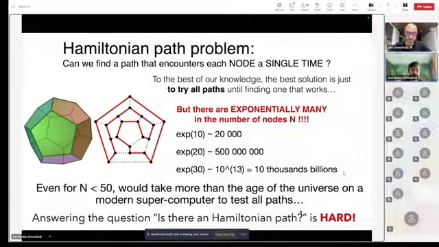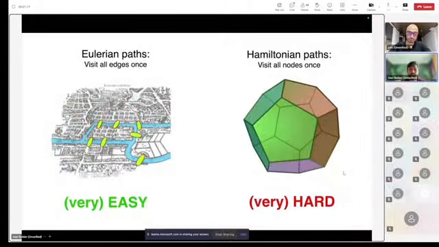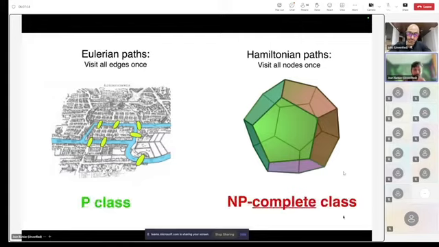So we have these two problems. One is very easy, the other is very hard. In computer science, when a problem is easy like this and you can find solutions with a number of operations that scales polynomially with the number of nodes, in the graph formulation of the problem, it belongs to the so-called P class, P for polynomial.